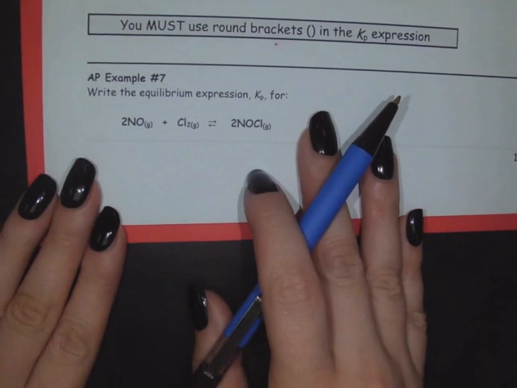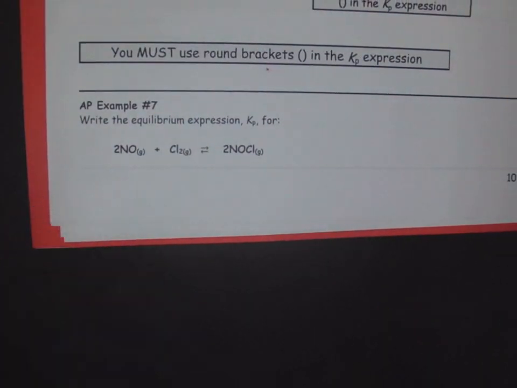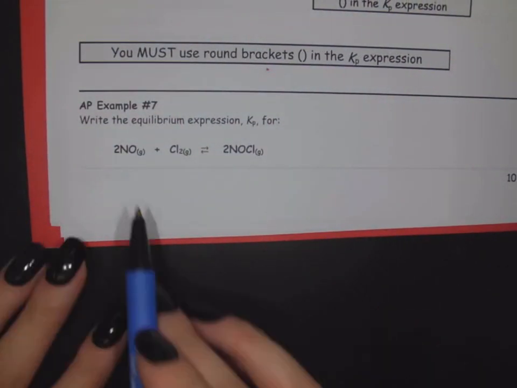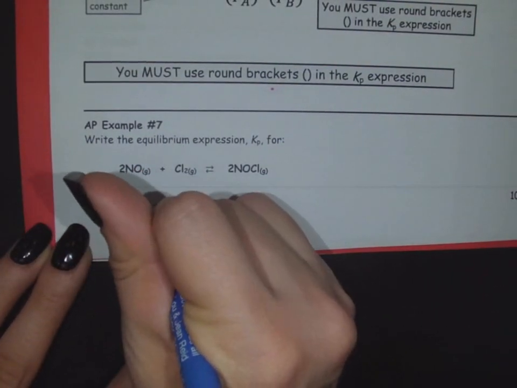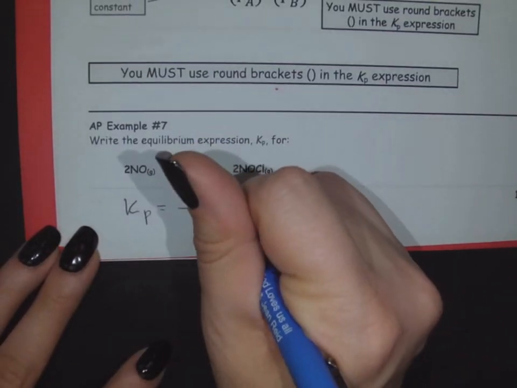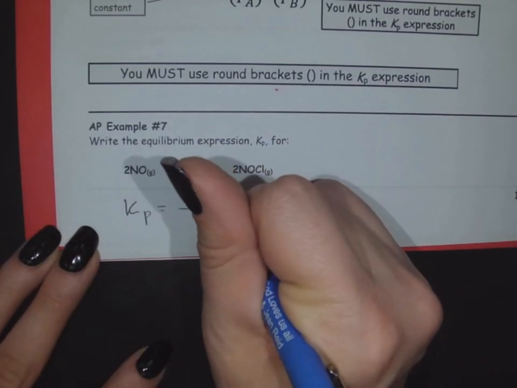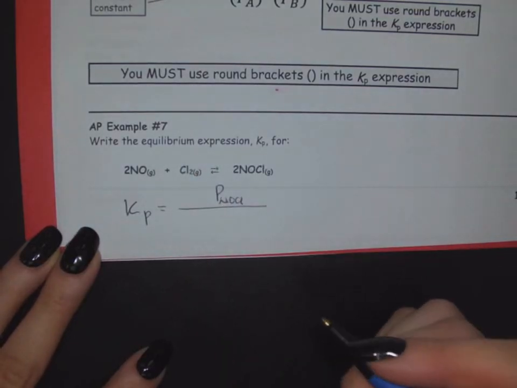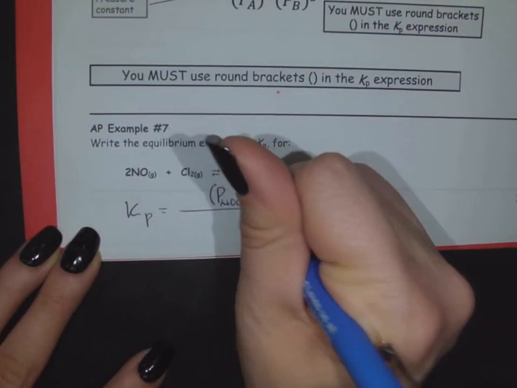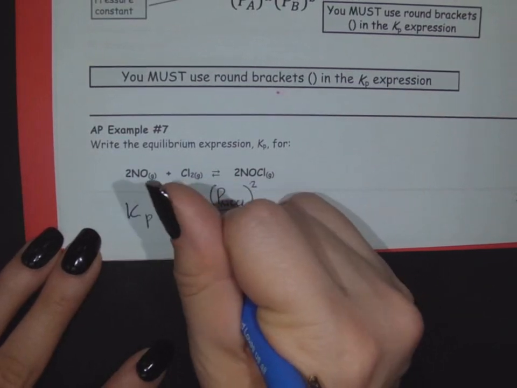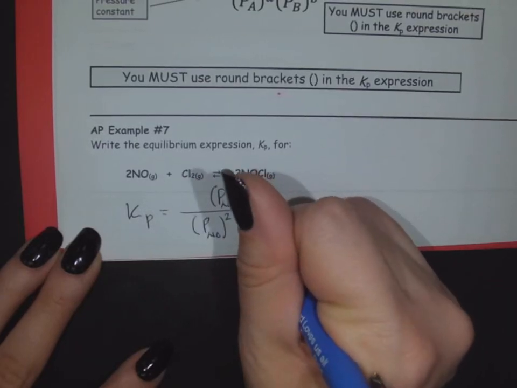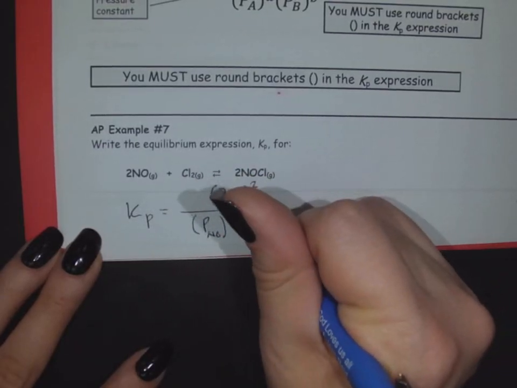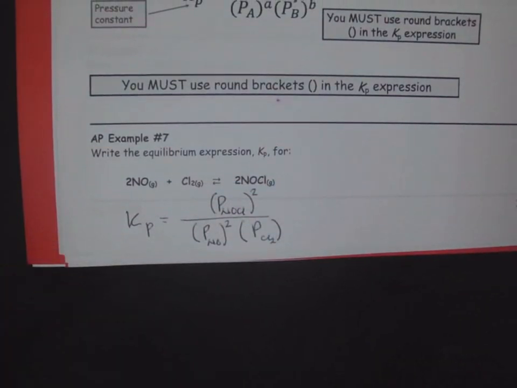So here it says write the equilibrium expression Kp. And all of these are gases. None of them are solid or liquid. So my Kp, products over reactants. So it's the pressure of NOCl, that's my product, and that whole thing is raised to the second, divided by the pressure of nitrogen monoxide, raised to the second, multiplied by the pressure of Cl2, raised to the first. So if this was a question on the AP Chem test, that's what we need to write down.